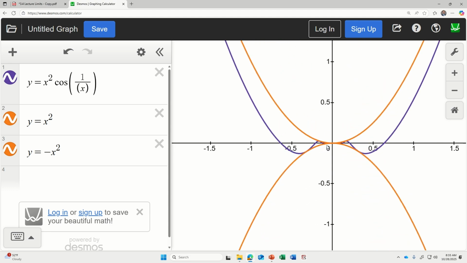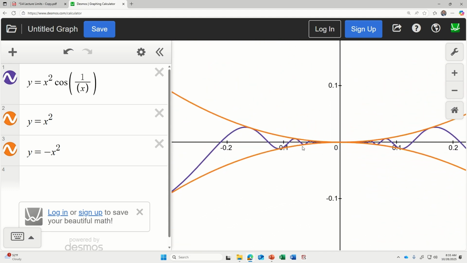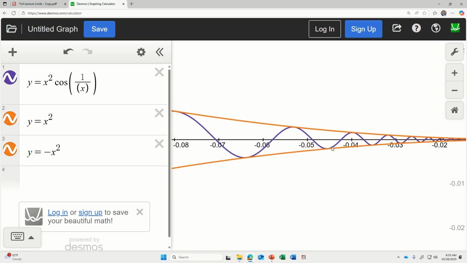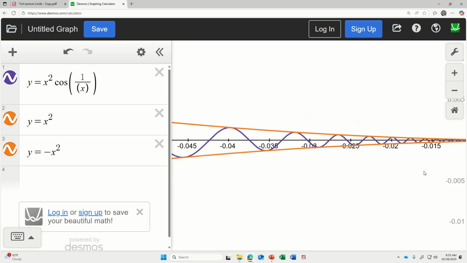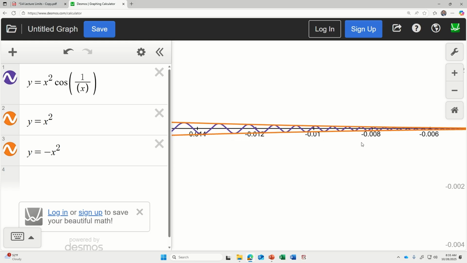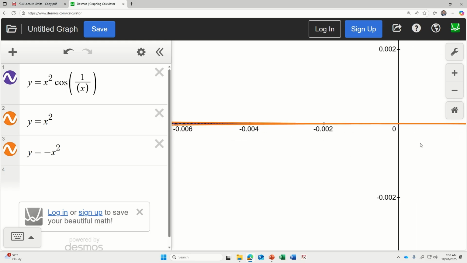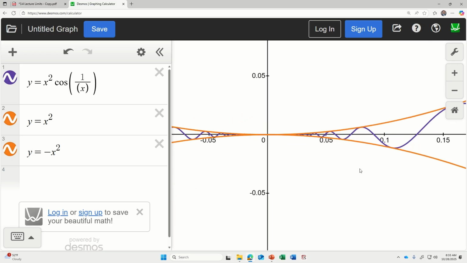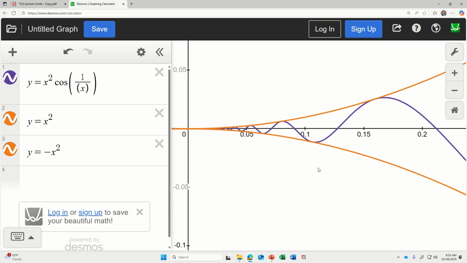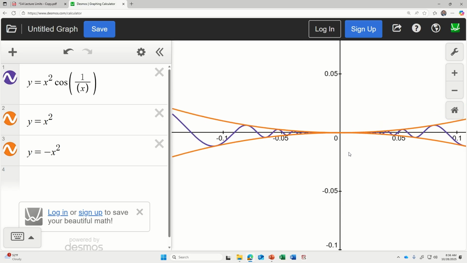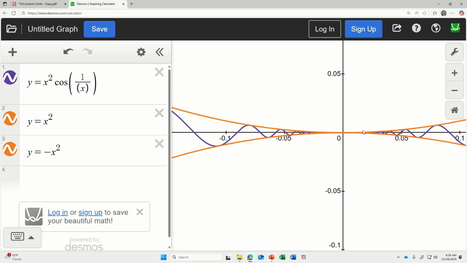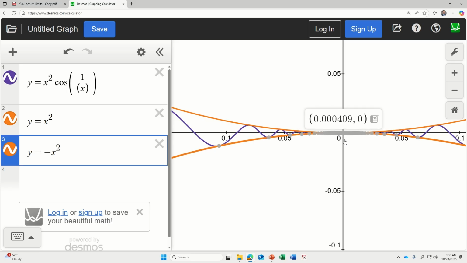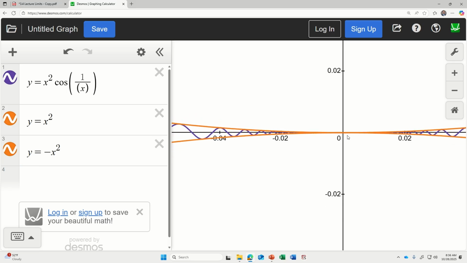And that's kind of what we see happening, right? The purple curve is just going to kind of bounce between these. And so the idea of the squeeze theorem is that the top orange curve and the bottom orange curve both have the same limit as x approaches 0. And since the purple curve is always sandwiched in between those, the purple curve gets squeezed down so that it has the same limit. The limit was 0 in this case.